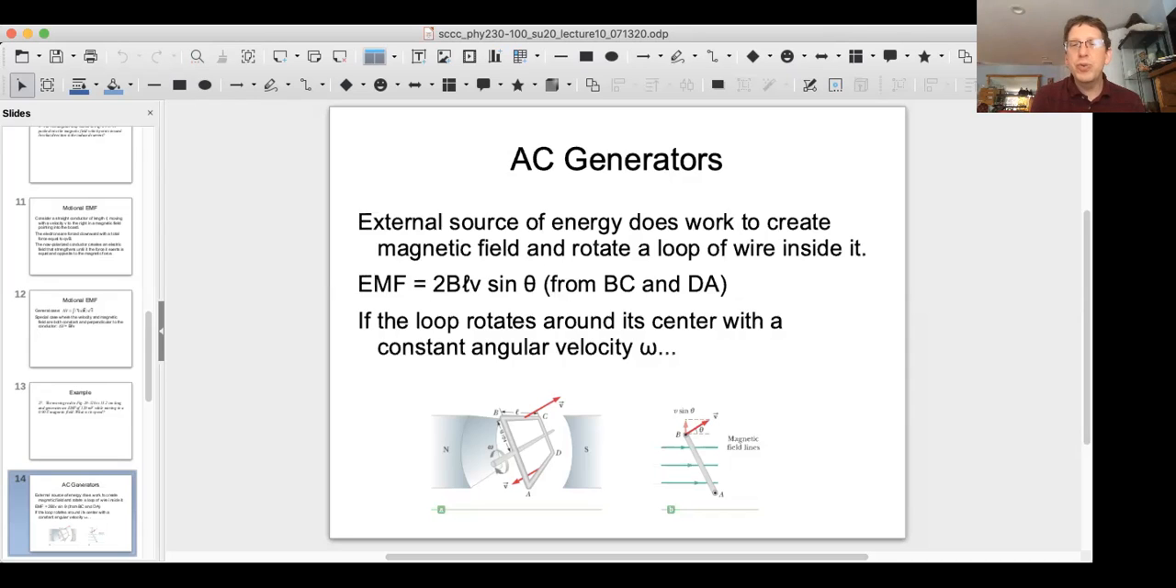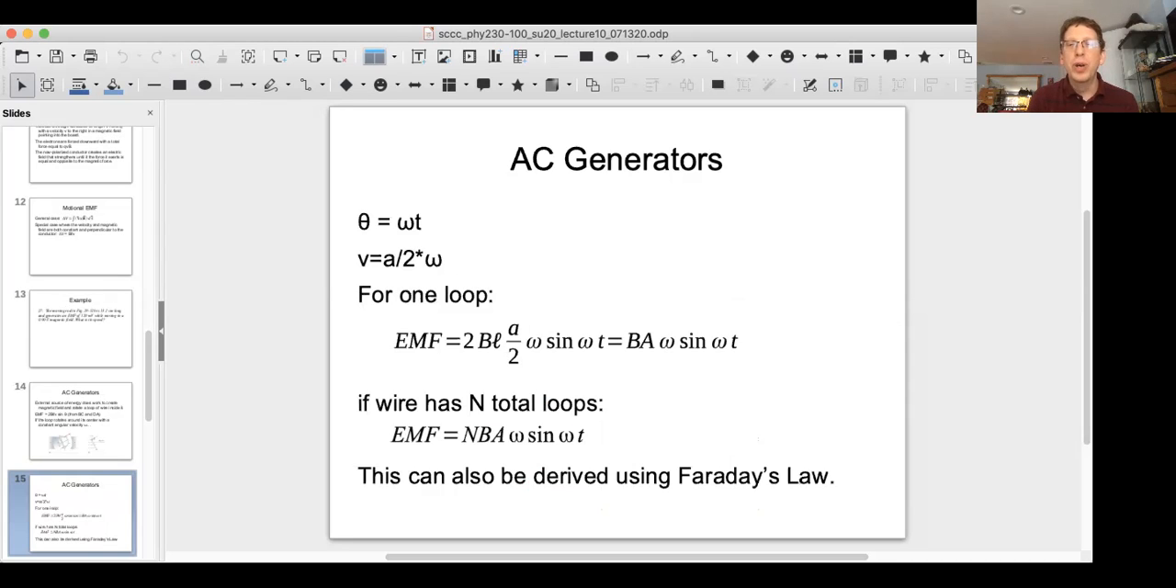But you can also write V, the linear speed, as being equal to the axis of rotation times omega. So you can write V as being equal to a over 2 times omega. So you have the 2 and the over 2 canceling out, and you can write that as B L small a omega times the sine of theta. And so, again, the 2's cancel out, and L times small a is just the area of the loop.